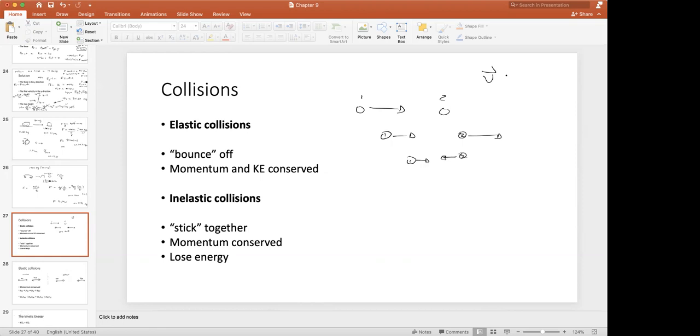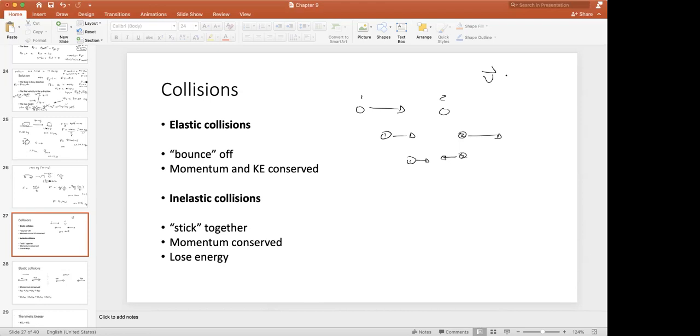That would mean, and we'll see this in a minute, that if the 2 masses are equal and one of them's at rest and one's moving, the moving one hits the other one, they completely exchange momentum and kinetic energy. That only happens if they're both the same mass. We'll see that though. So elastic collisions, they bounce off, the kinetic energy is conserved, the momentum is always conserved.